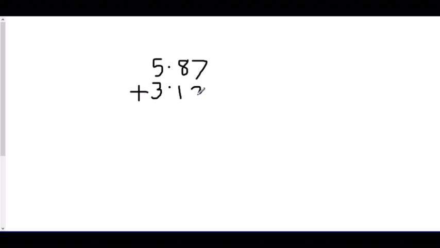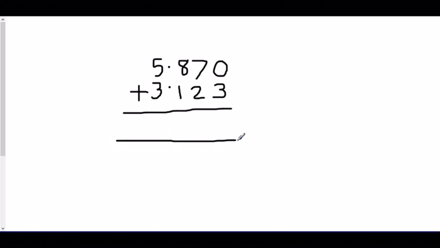So use the column method to add the 2 numbers together. Make sure everything's lined up. So the ones are together, the decimal point is together, the tenths are together, the hundredths are together, and then 5.87 hasn't got any thousandths, but 3.123 has. So the children should draw a 0 as a placeholder to give both numbers the same number of decimal places.